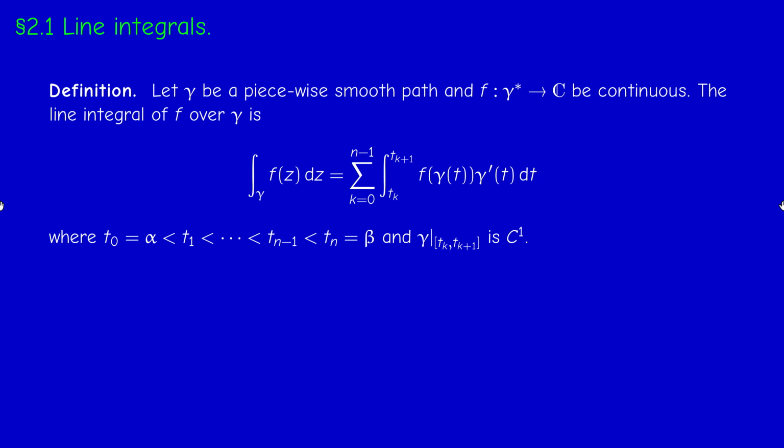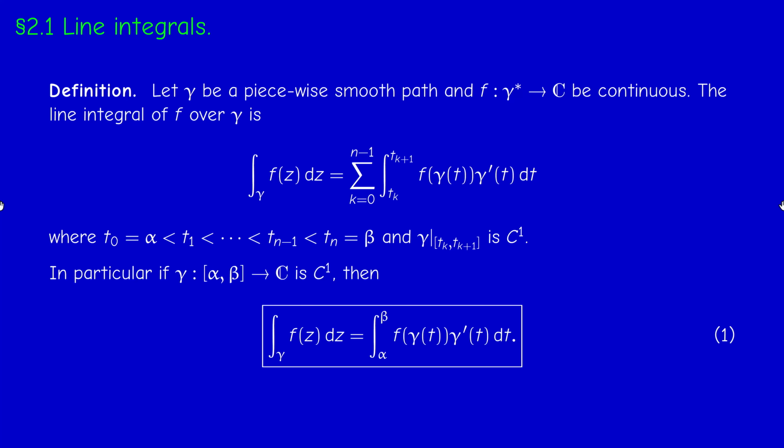Now I want to attract your attention to the fact that we rarely use this definition as it is. We use it in a particular case. In particular, if gamma is smooth or just C1, then there is a very simple formula for the integral. It's just the integral from alpha to beta of f of gamma t times gamma prime. So this is a particular case of the definition. This is the first formula. This is what we usually do.